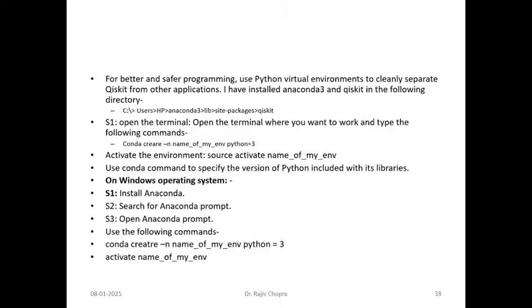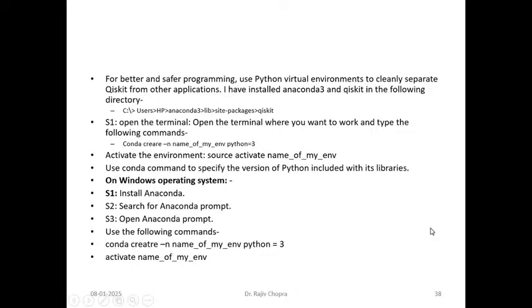For better and safer programming, we use Python virtual environments to cleanly separate QSkit from the applications. I have installed Anaconda 3 and QSkit on my system, in this directory. For this, open the terminal where you want to work and type the following command. Activate the environment using the conda command. If it is Windows, install Anaconda, search for Anaconda prompt, open Anaconda prompt, and use the following.